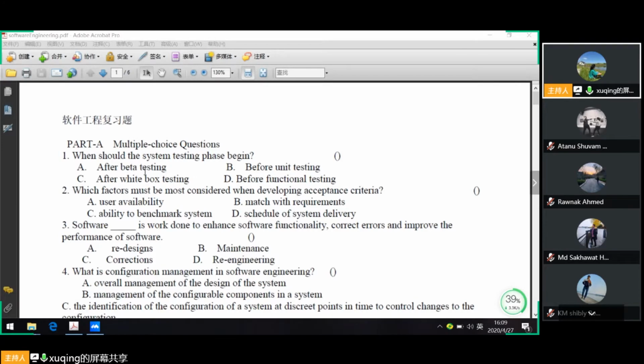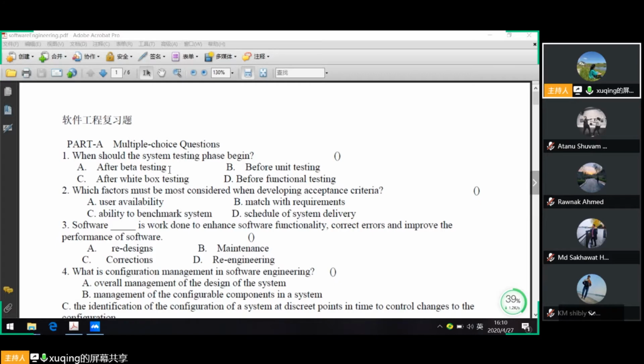And for beta testing, what is it? Do you remember the definition of beta testing? What have you said here? Early access to the software. A release of the software is made available to users to allow them to experiment and to raise problems that they discover with the system developers. Same thing. Okay.